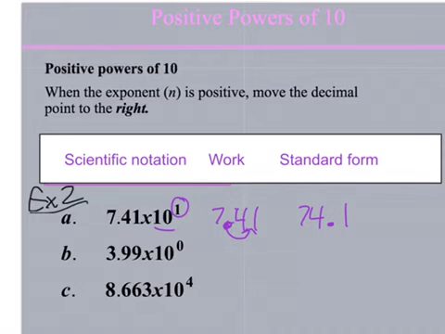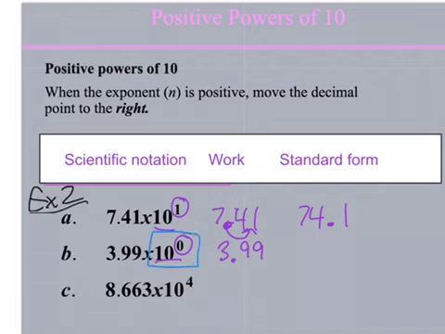Let's try B. This time I'm going to rewrite my decimal form. And this time it wants me to move my decimal 0 times. That's strange, but why does that make sense? Think about it for just a second.